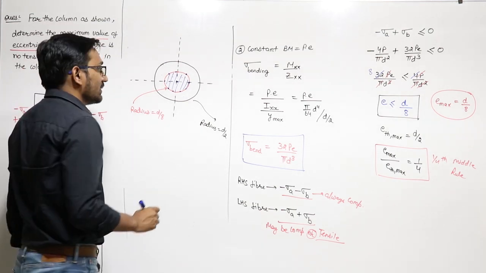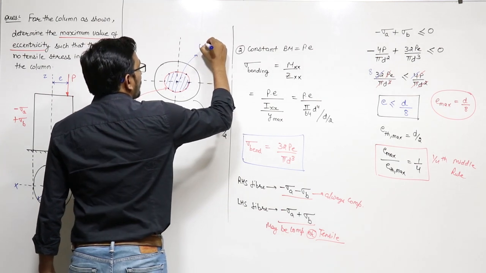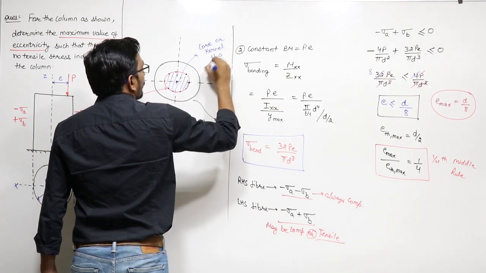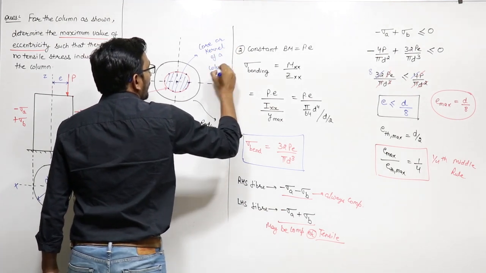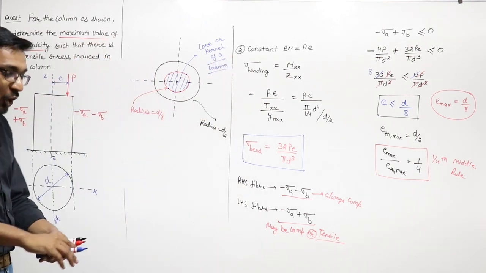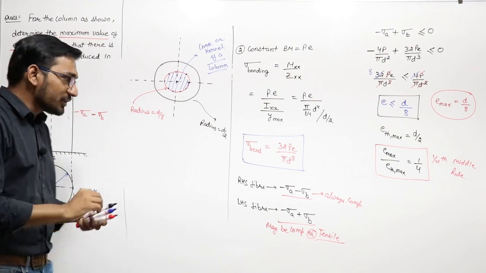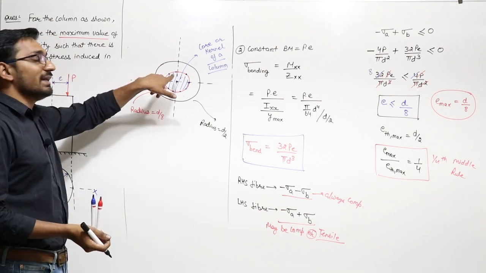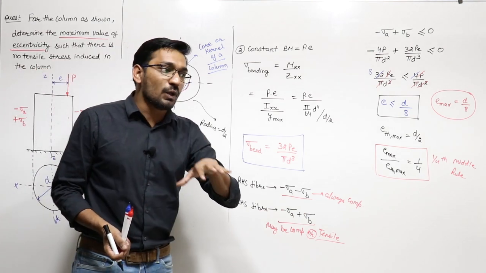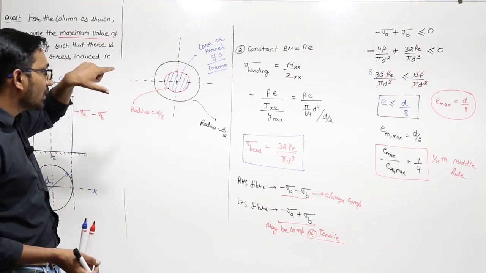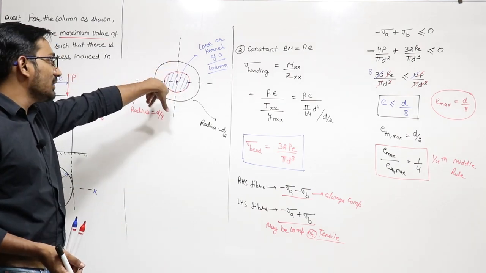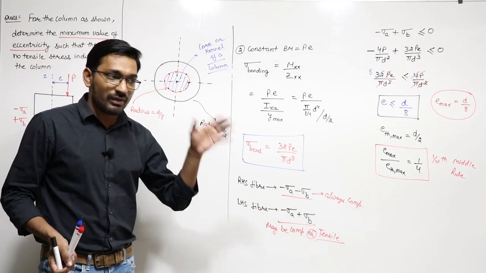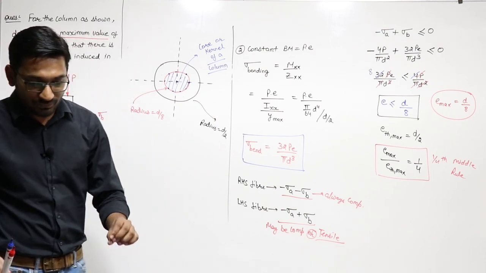So this is known as the core or kernel of a column. Core or kernel of a column means there should not be any tensile stress if you apply load within this area. Core of the column means if you apply any compressive load on this area, within this red shaded area, there should not be any tensile stress. We don't want tensile stress to develop, right?